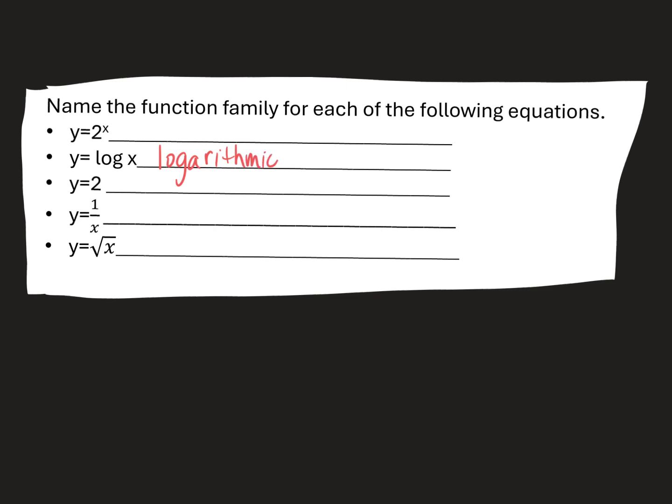Y equals 2 to the x. X is an exponent, so that's an exponential function. Y equals 2, there's no x, so that's a constant function. 1 over x, x is in the denominator. I probably should have written that when we talked about the reciprocal or rational function. That's a reciprocal or a rational function, whichever one you want to call it.